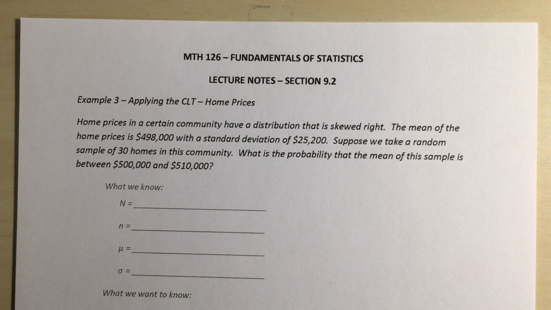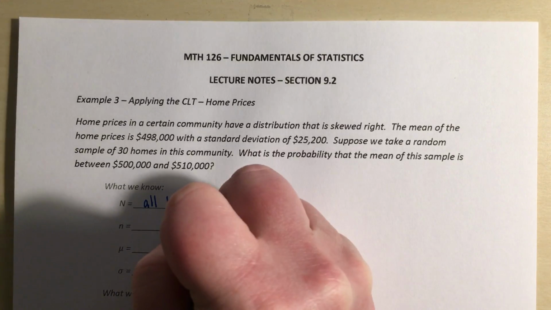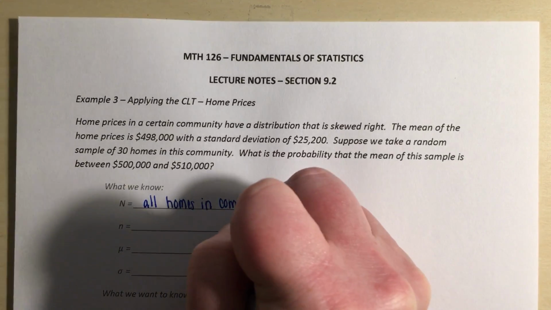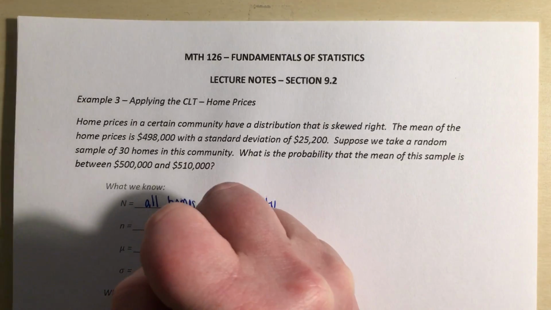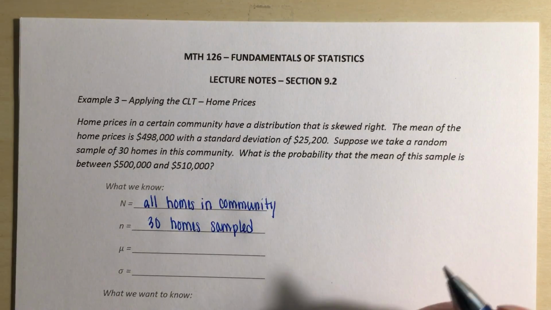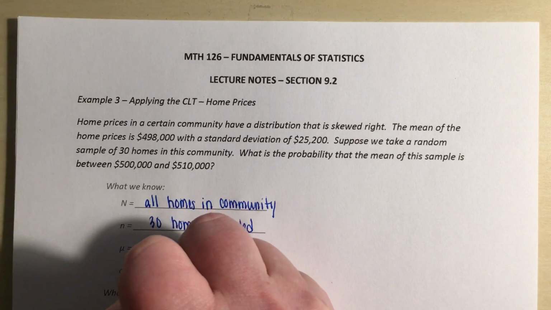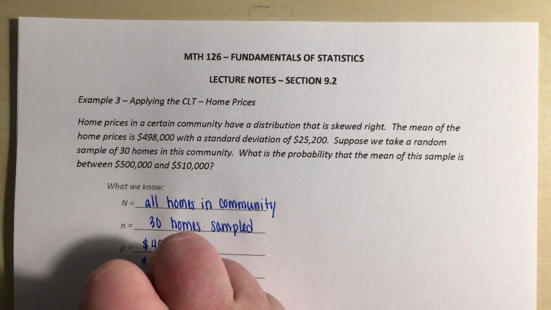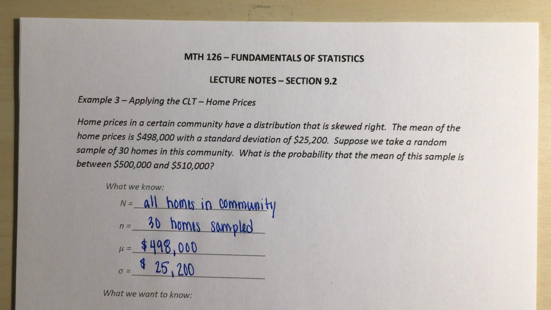Right, so we are going to start here as we did with our other problem when we were doing our central limit theorem, by listing things that we know. Our population is all homes in the community. Our sample size was 30. 30 homes were sampled. Our mu, our population mean, so the mean price of all homes in our community, was 498,000. And the standard deviation, our sigma, was 25,200.